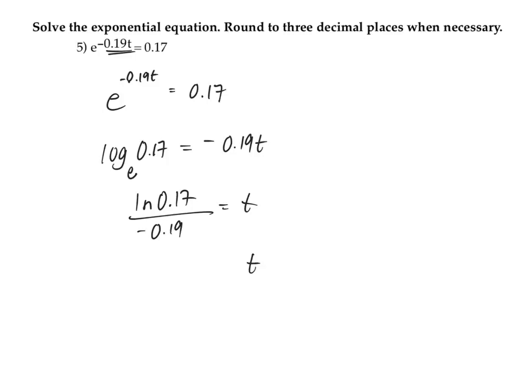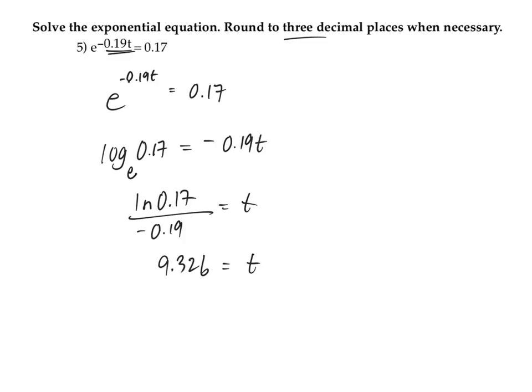And now I'll do that. So ln, where's my ln button? ln of 0.17 divided by negative 0.19, go. Alright, so it should come out to, when they say 3 decimal places, 9.326.